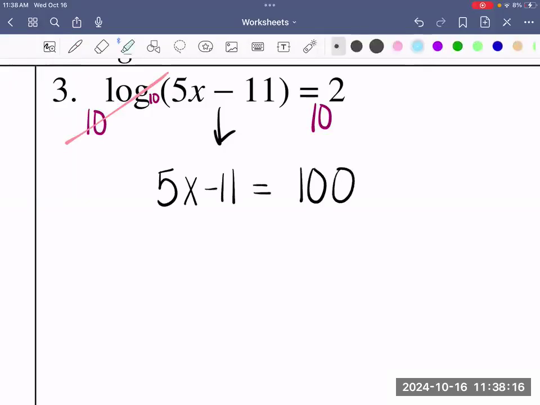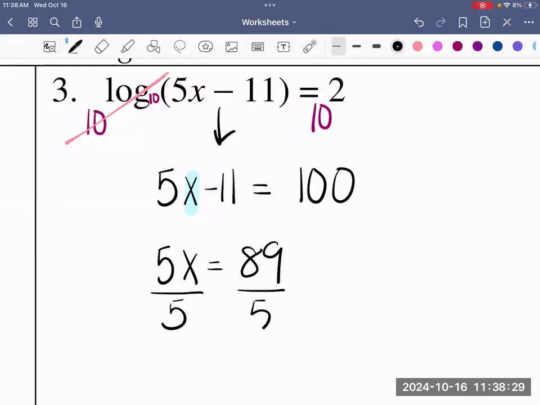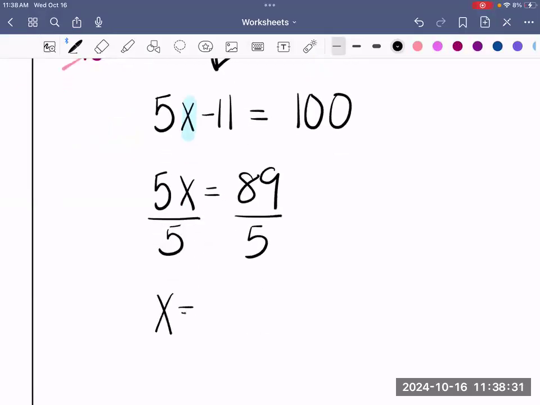Now we can go ahead and solve for x. So 5x, we add 11, we get 111... we get 89 after subtracting, then divide by 5. So x is equal to 89 over 5.